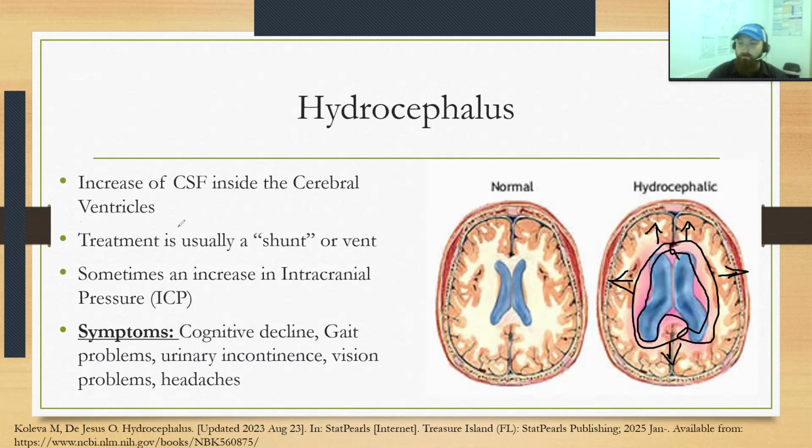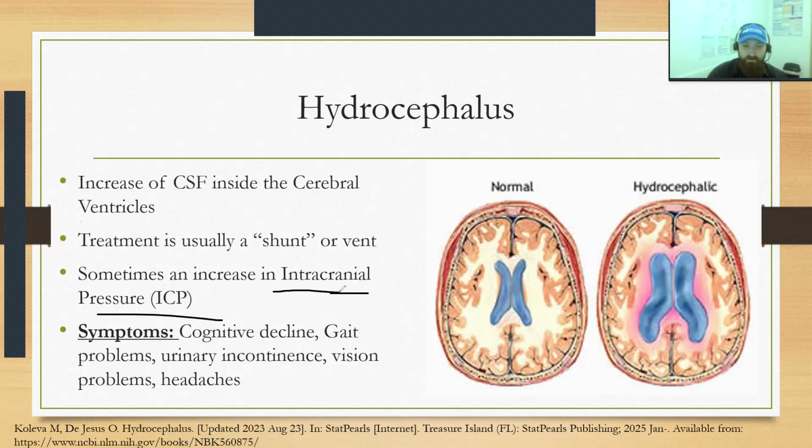And when we look at the comparison, we see that there is a very big size difference between these two cerebral ventricles. But what we notice is that this is usually treated by a shunt, which is just a fancy word for a vent, where you can vent that extra fluid out. So sometimes we'll see that increase in intracranial pressure, inside the skull pressure.